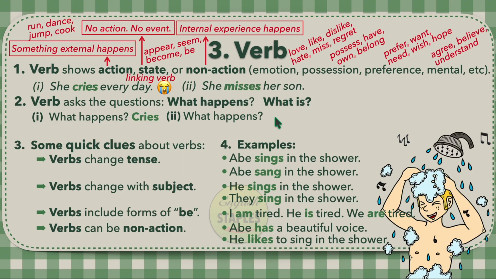She misses. It's internal. It's emotional. So it's misses. That's the verb. Let's look at another sentence. Is there an action, an external action? Is there no action, no event? Or is there an internal experience happening here?